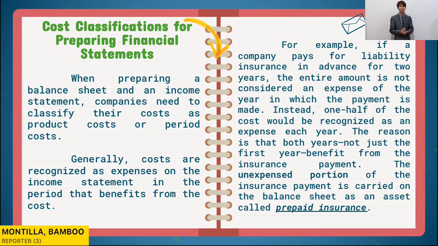So it means that whatever is used is considered an expense, while the portion not yet incurred is called prepaid insurance, which is placed on the balance sheet. So it's very common. It's not peculiar for us since it was already discussed during our cost accounting subject.